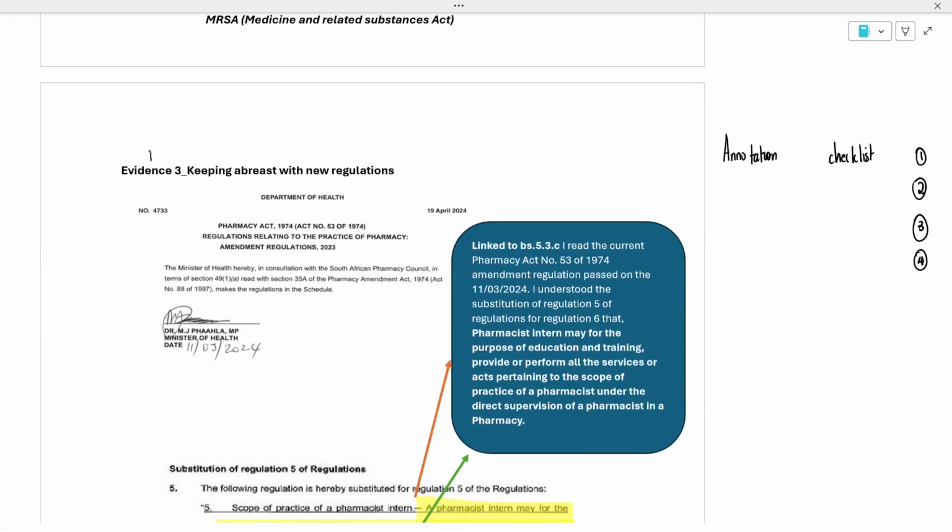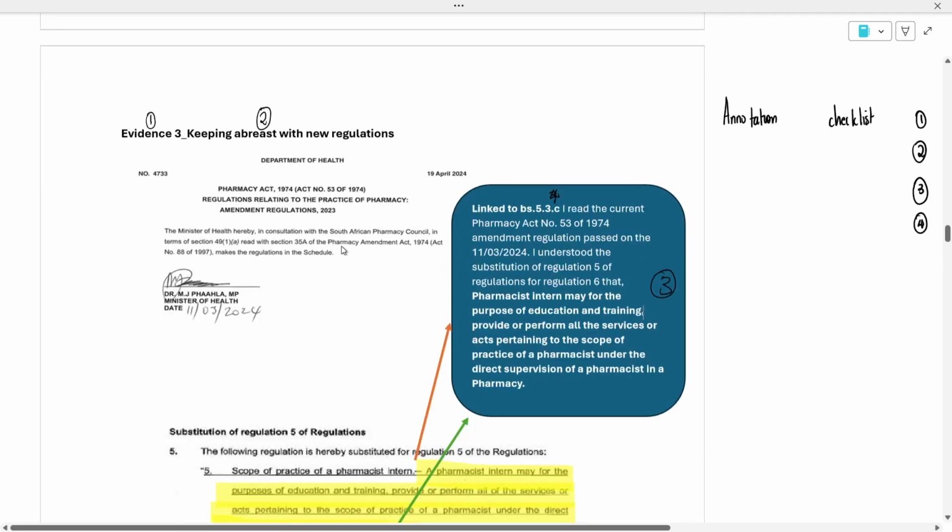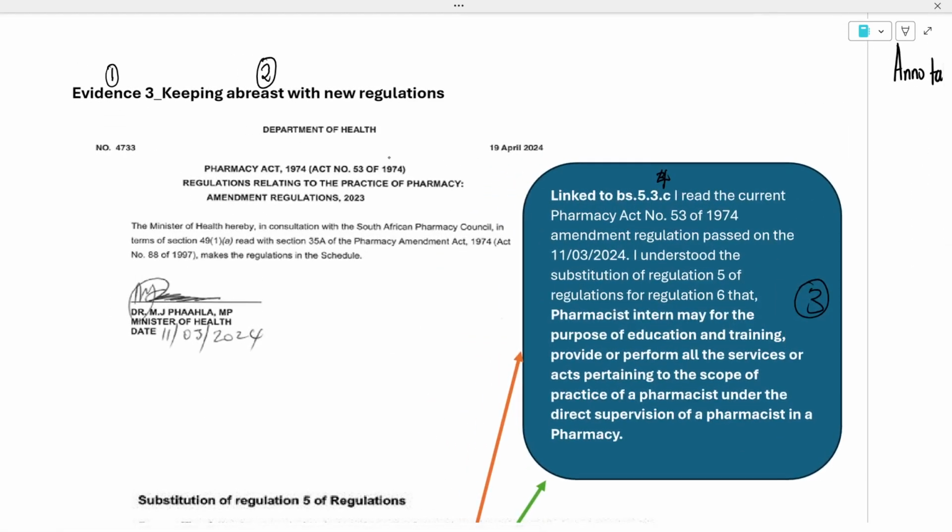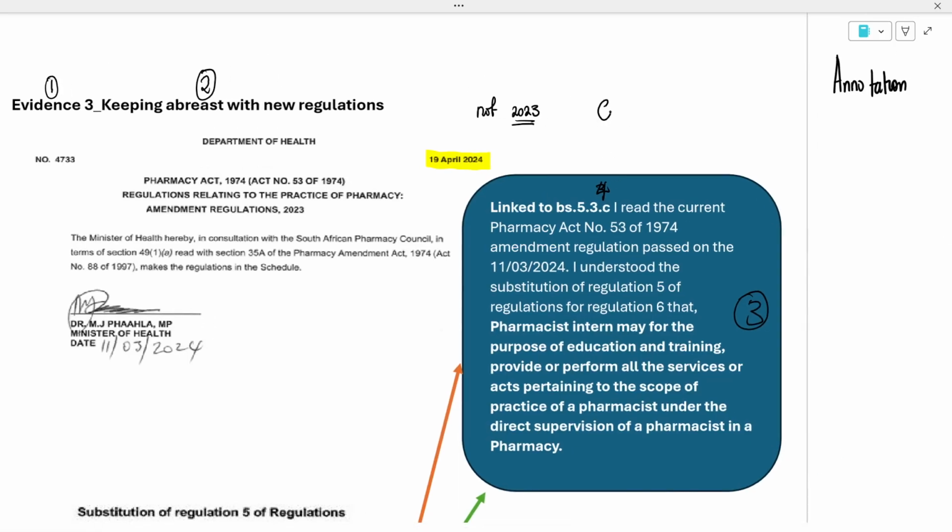Evidence 3. So this is evidence name, what it shows, link with the behavioral statement. And I take it this is the application part. So the structure of the evidence is okay. Let's see what this shows. Like I said, this was published on 19 April 2024, not 2023. The name of this regulation is, I think, GNR. It's GNR 4733.